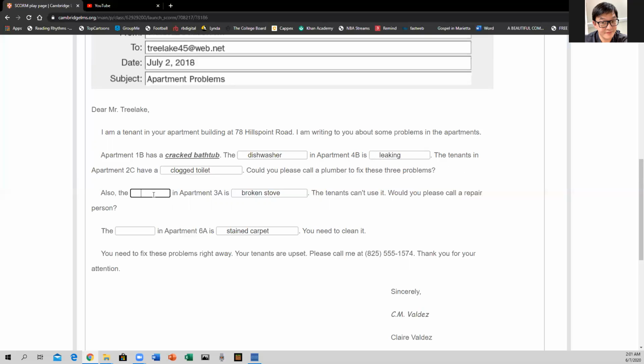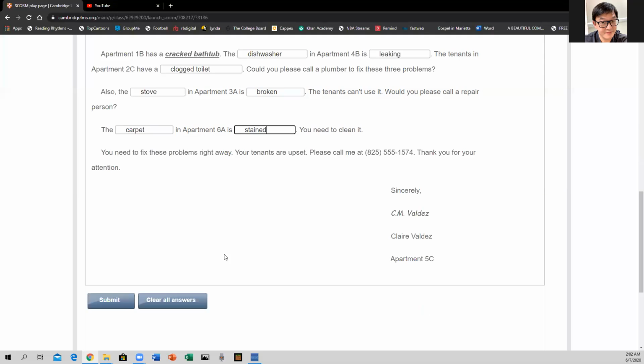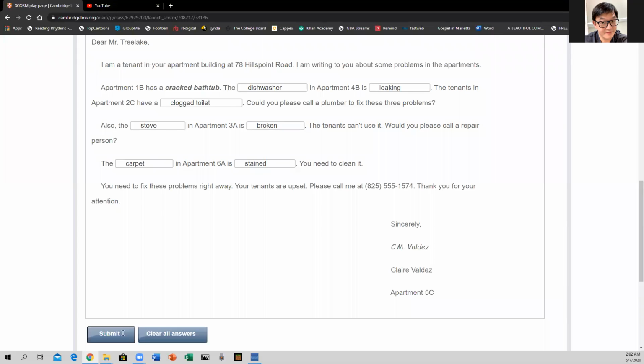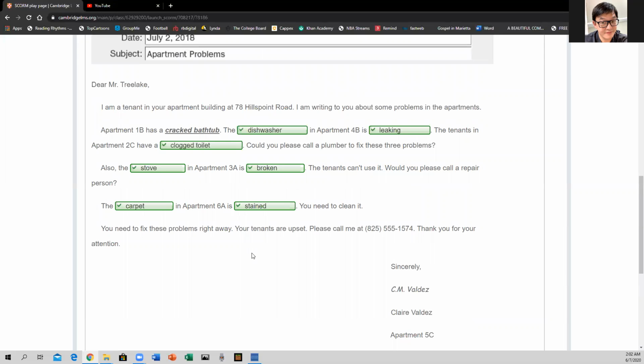See how you have to do it. Also, the stove in apartment 3A is broken. The tenants can't use it. Would you please call? And the carpet in... Okay, that's how you had to do it. Good. So these are the correct answers.